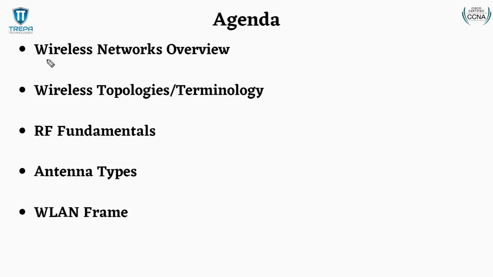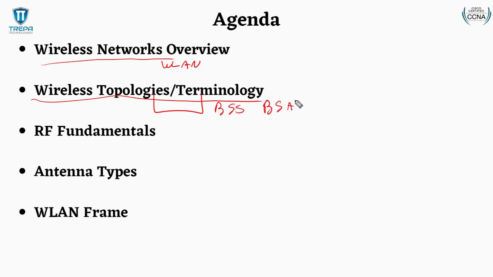So we're just going to have a brief overview of what wireless networks are. What is a wireless LAN? This is kind of going to go over the what, the how, the why, and introduce some terminology. And then we're going to take a deep dive into wireless topologies and terminology. These kind of go hand in hand because when I talk about a basic service set or a basic service area, that's a topology, but there's also a term that describes that wireless topology. So it kind of goes hand in hand.